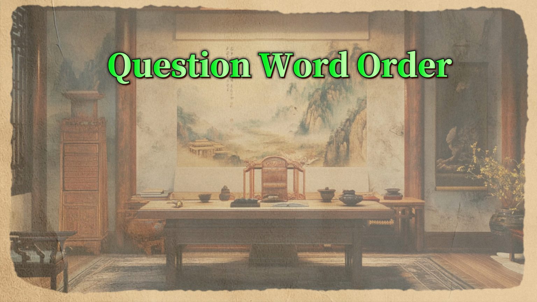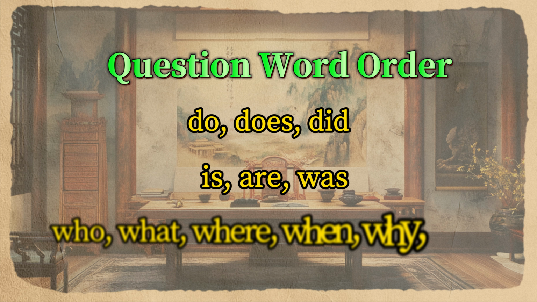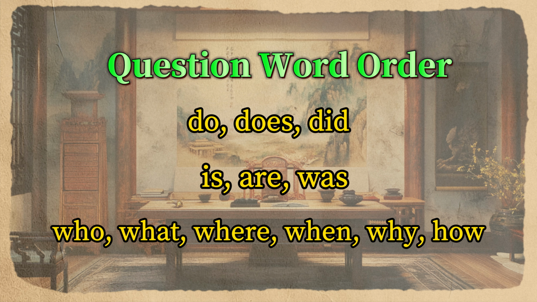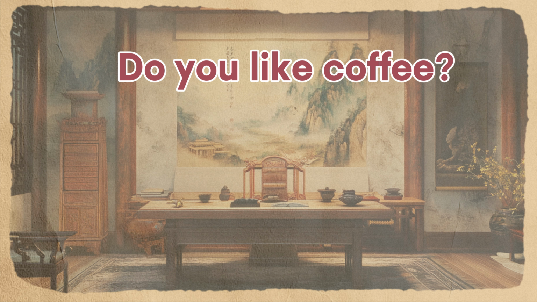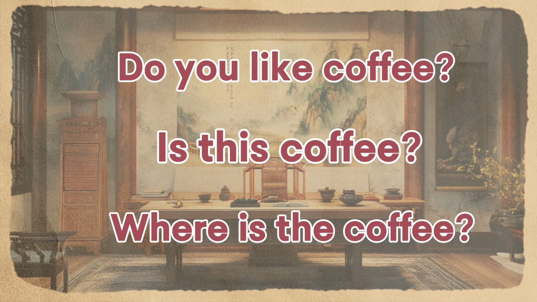4. Question word order. English question sentences usually require the use of auxiliary verbs, such as do, does, did, be verbs, such as is, are, was, or question words, such as who, what, where, when, why, how, placed at the beginning of the sentence to form questions. English: do you like coffee? Is this coffee? Where is the coffee?